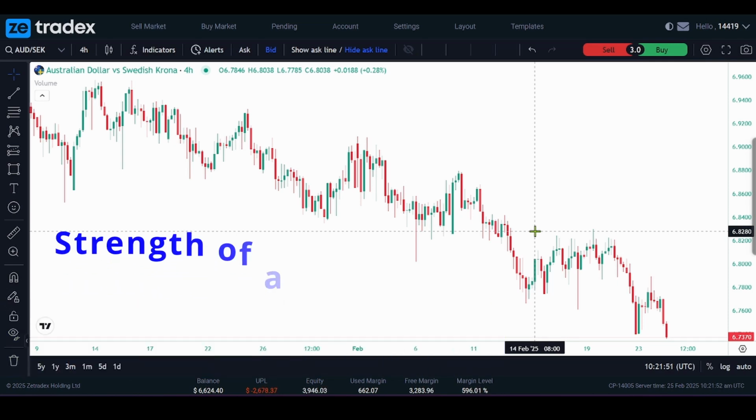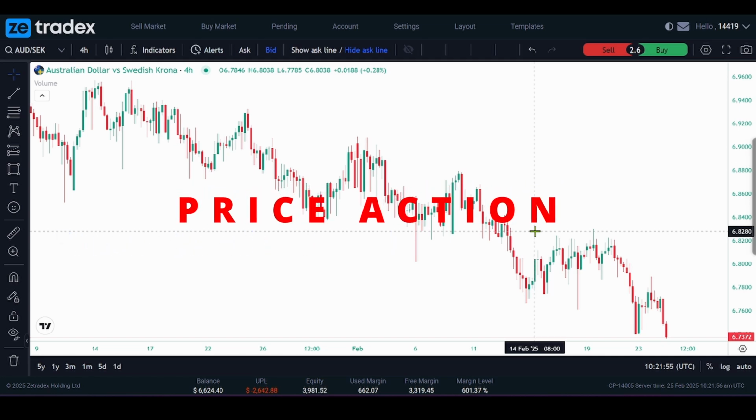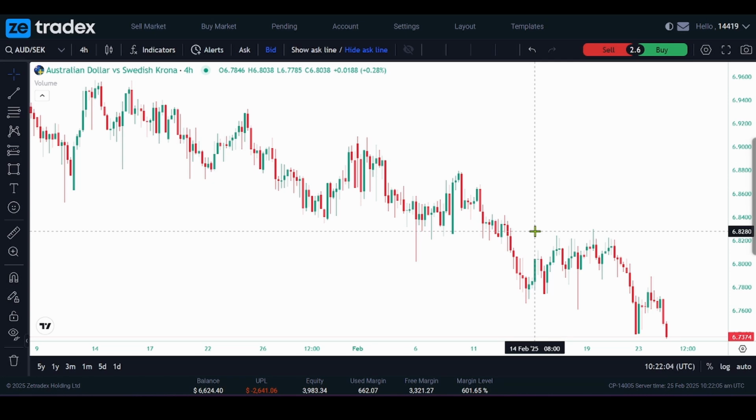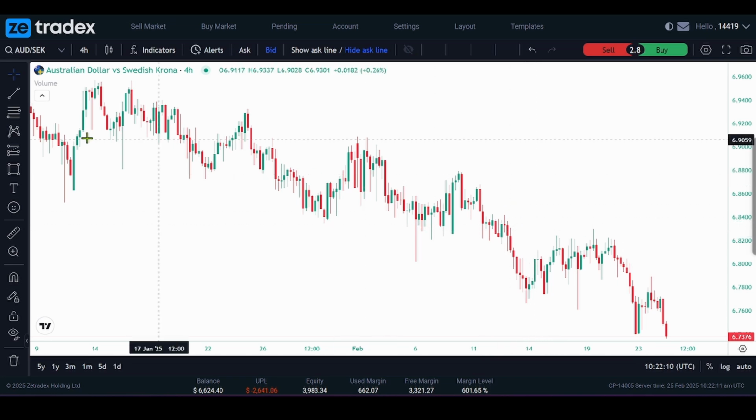Today we shall be looking at how to identify the strength of a trend with the help of price action strategy. Now, we are looking at Australian dollar versus Swedish krona on the 4 hours time frame. Let's start by drawing the support and resistance levels or zones.